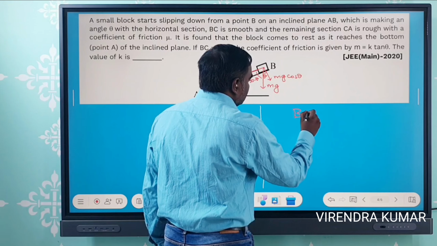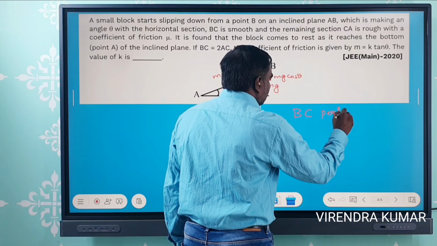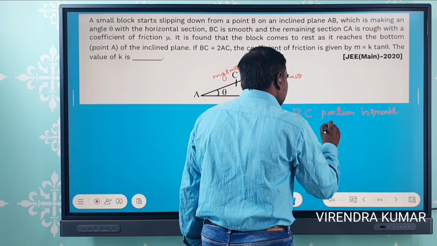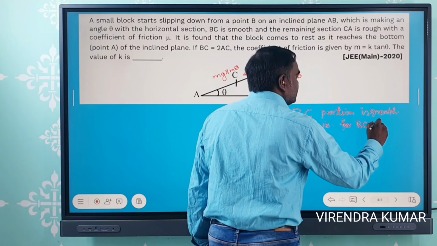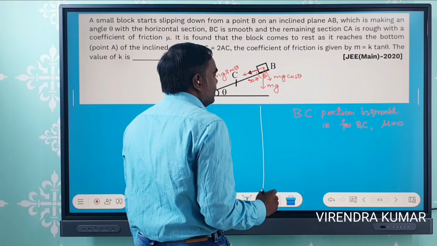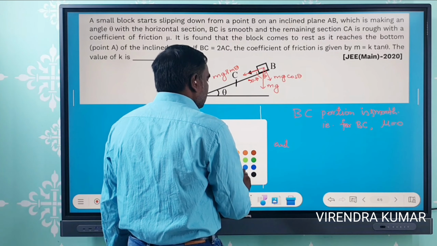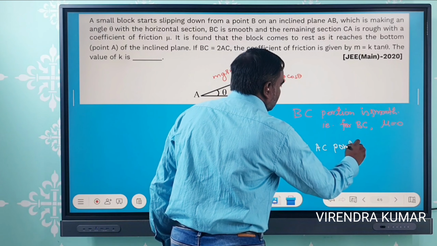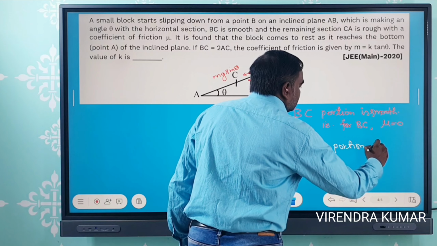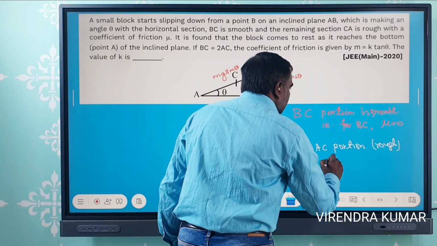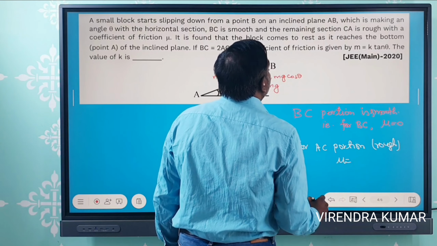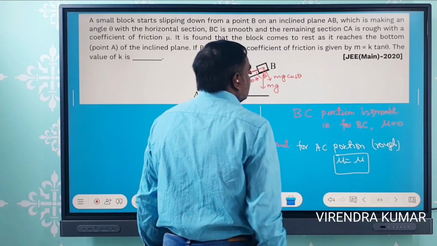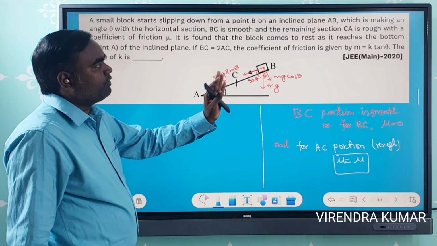So notice here, the BC portion is smooth, that is for BC the coefficient of friction mu is equal to 0, and for the AC portion, that is rough, mu is equal to the given mu, right? So we have to find the relation.